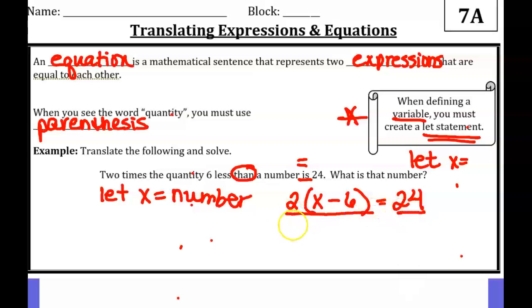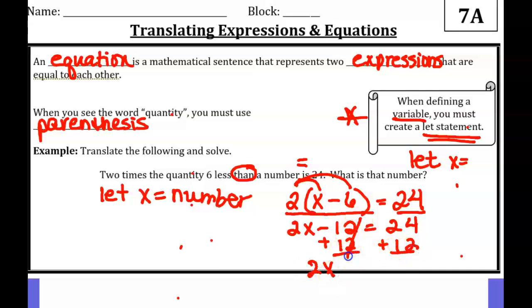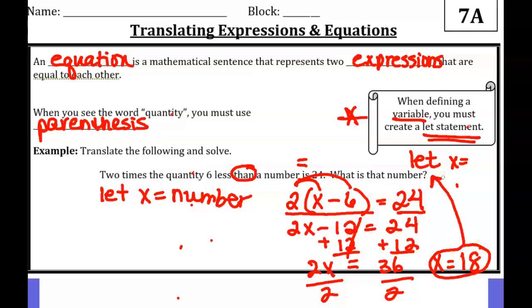Now we solve it. We go back to using DC-MAM. 2x minus 12 equals 24, so we just distributed: 2 times x, 2 times negative 6. I'm going to add the constant here, 12, and I get 2x is equal to 36. When I divide by 2, my x is going to be equal to 18. So I always go back and make sure, am I answering the question? What is the number? The number is 18.